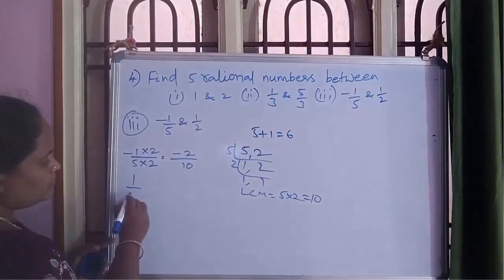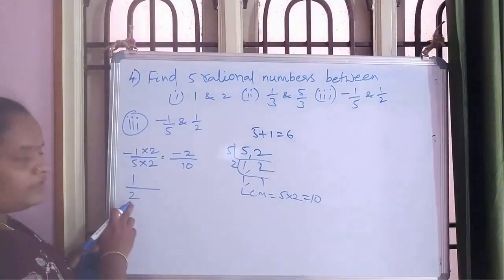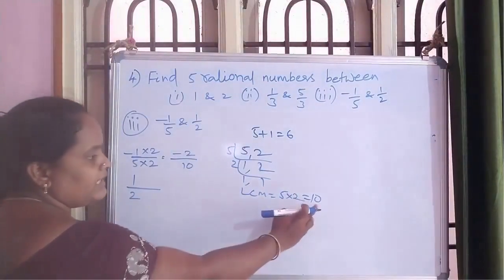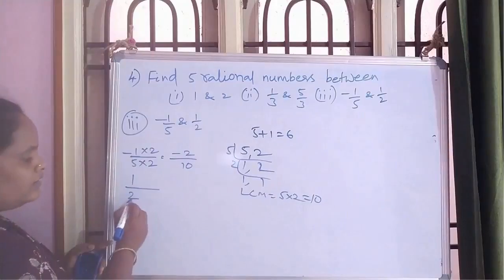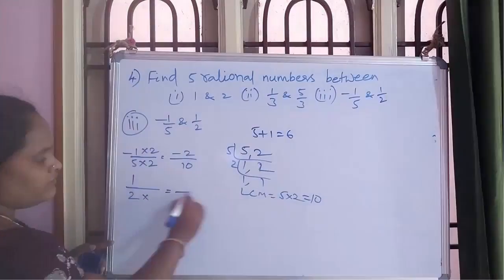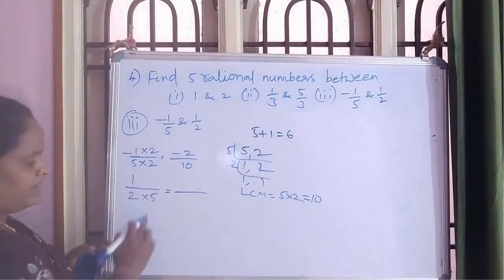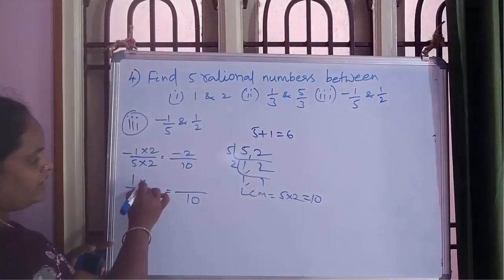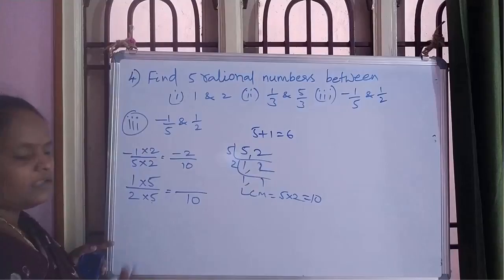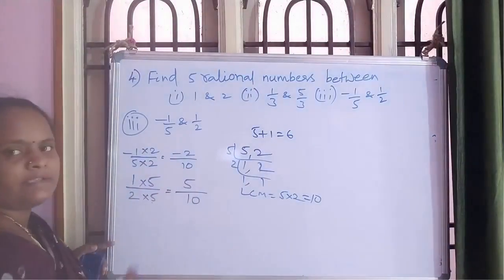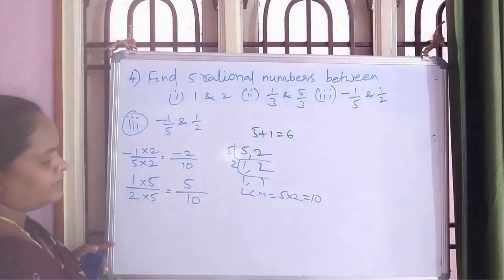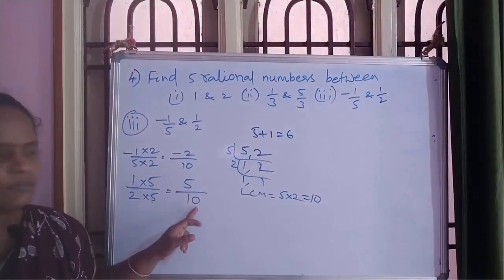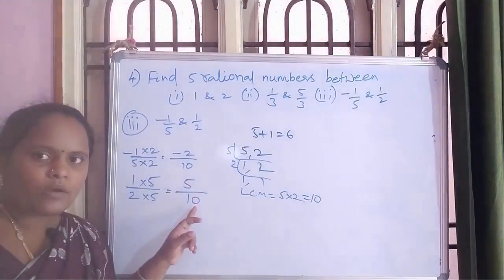Next 1 by 2. So here in the denominator 2 is there, LCM is 10. To get 10 in the denominator, 2 should be multiplied with which number? 5. 2 5s are 10. Now with the same 5 I need to multiply in the numerator also. 1 into 5 is 5. So here 5 by 10. If I see here, minus 2 by 10, 5 by 10, both of them are with the same denominator.